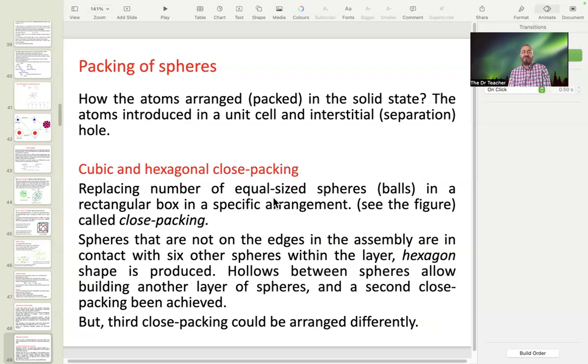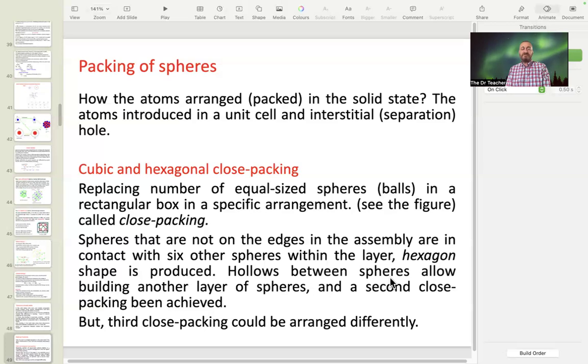So if you're placing a number of equal sized spheres or balls in a rectangular box in a specific arrangement, you will see the figure called close packing. So this is the close packing. Spheres that are not on the edges in the assembly are in contact with 6 other spheres within the layer, and a hexagon shape is produced. So there is a hexagonal shape.